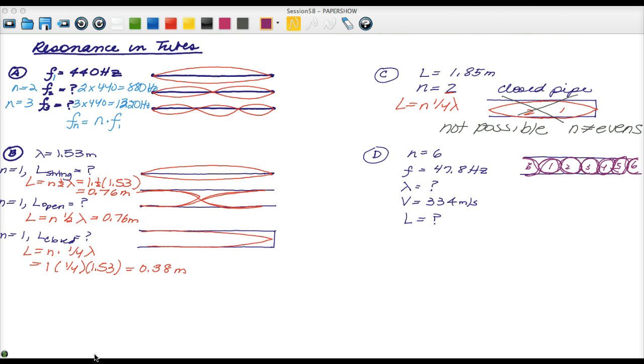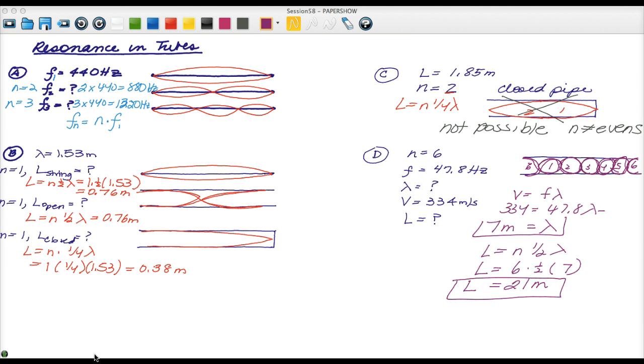And to do the calculations, it's v equals f lambda. So this is 334 equals 47.8 times lambda. That's a pretty easy calculation to do. So that's about 7. The wavelength is 7 meters. And then to find the length, L equals n times 1/2 lambda. So L equals 6 times 1/2 times 7. So that's 21 meters.